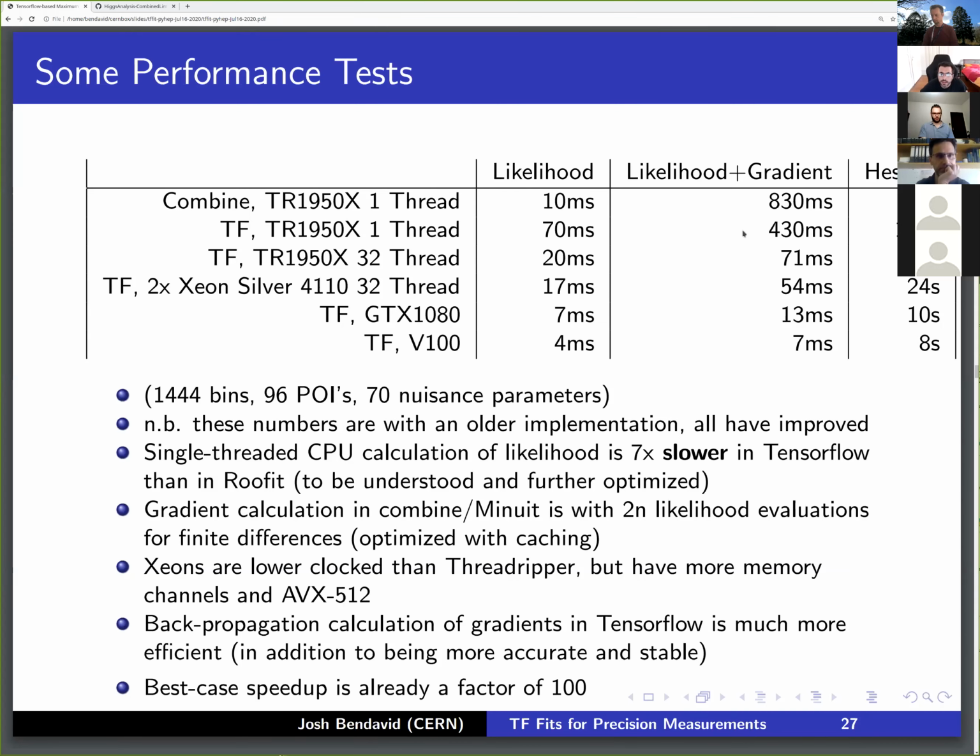I'll skip through things fast as needed. Anyway, despite that, as soon as you go to compute the gradient, even on one CPU core, it's already much faster because you're doing it vectorized and you're not doing a loop over finite differences. And then once you add more cores or GPUs, it gets much faster. So the best case speedup here is already a factor of 100, which is pretty good.